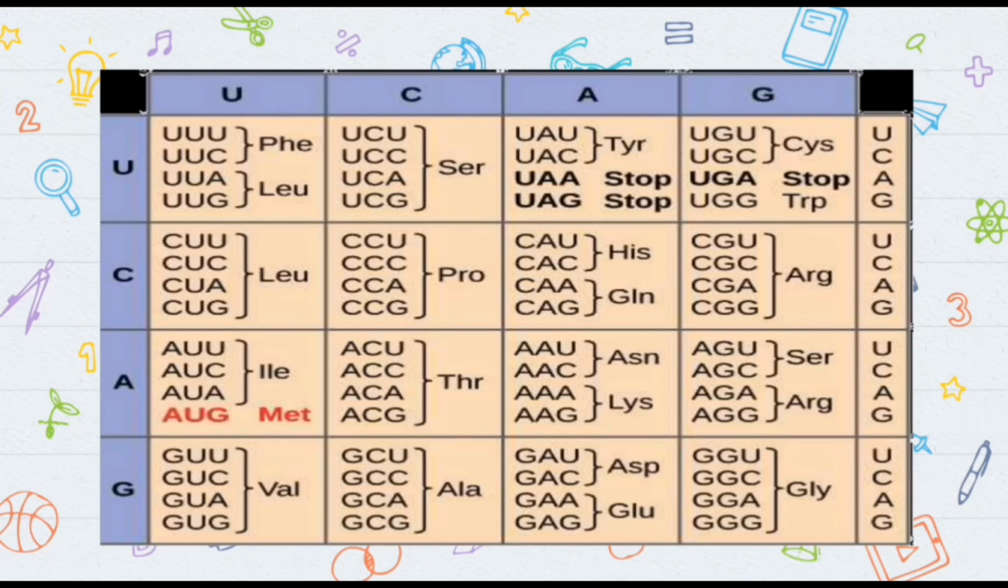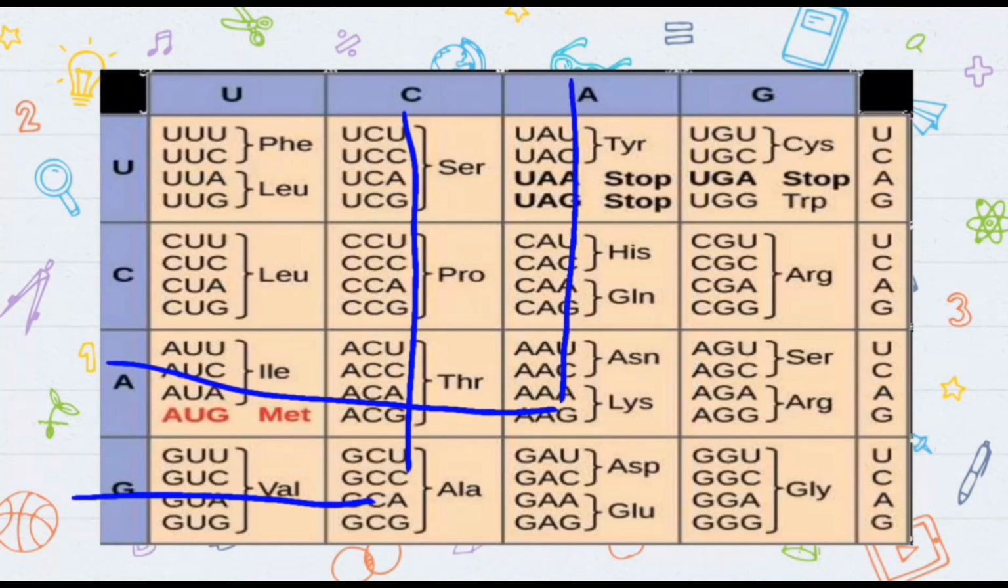Let's find the G and C. GCA. The GCA amino acid is alanine. For example, AAG, the amino acid is lysine.